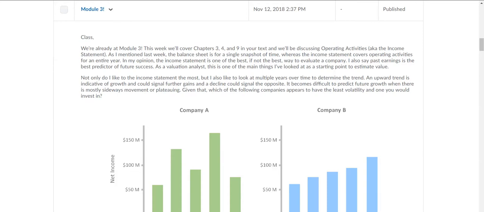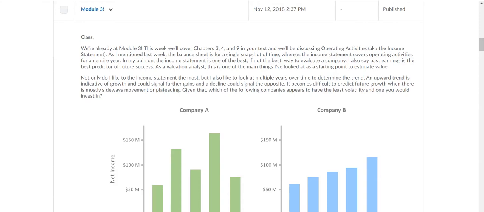As I mentioned here in the write-up, with the balance sheet being a single snapshot in time, the income statement covers the whole operating period, so it's a greater amount of time. It's less subject to manipulation, and it's a view of how successful the company has been in terms of generating revenue and the costs that it incurs in generating that revenue.